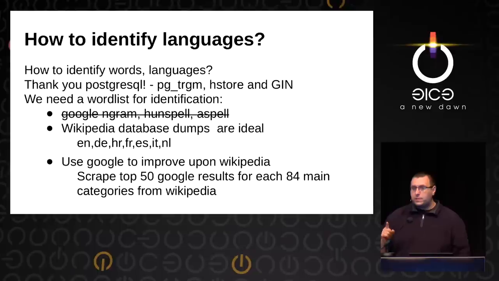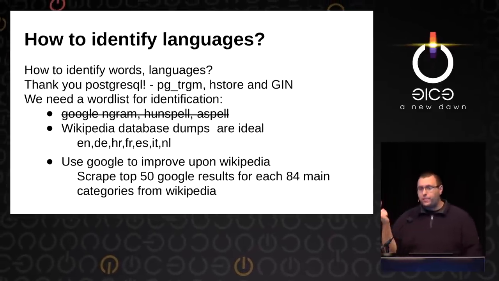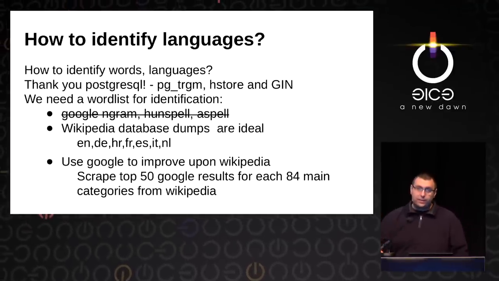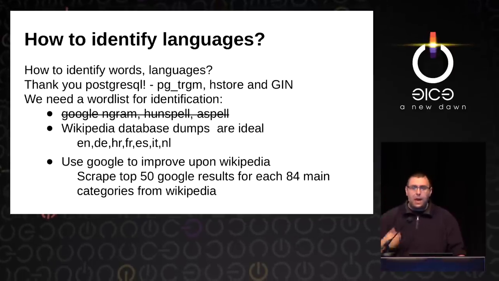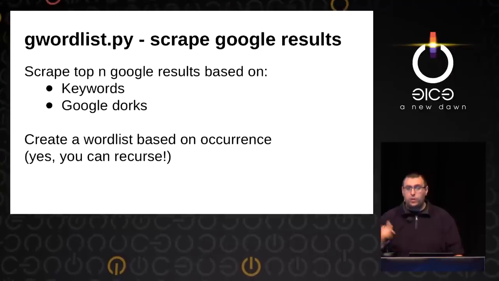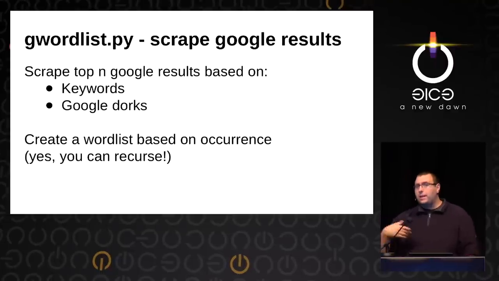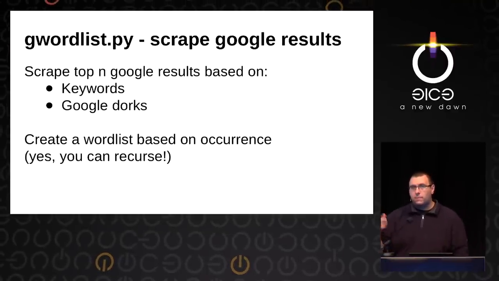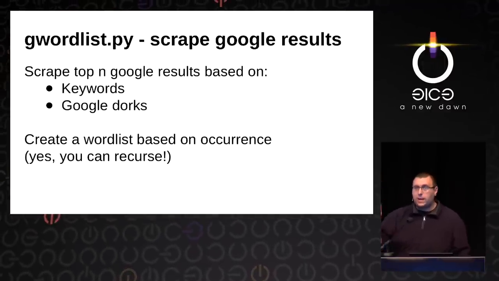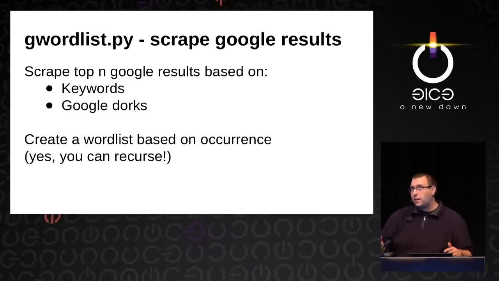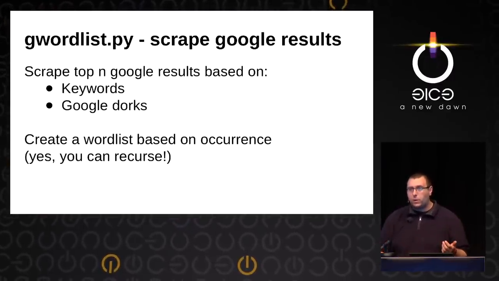The first part is the machine learning part, which I did, was based on these dictionaries: English, German, Croatian, French, Spanish, Italian, and Dutch. So the rules are derived by those main classes. The scraping you can do with a GWordList tool that is enabled. You can use Google dorks. For instance, you can write keywords and add site:NL. You can add multiple entries of keywords with site:NL, tell it to scrape the top 100 sites, and you will get a word list that is only Dutch-based for those keywords.